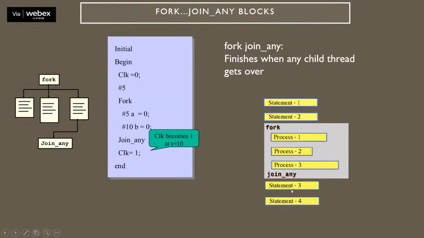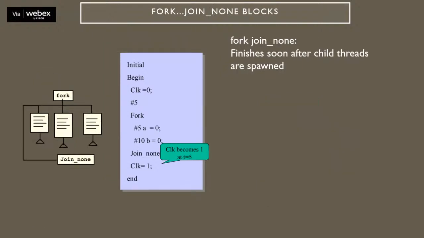That was in fork and join. This is fork join any. Then comes fork join none. So what happens in fork join none?